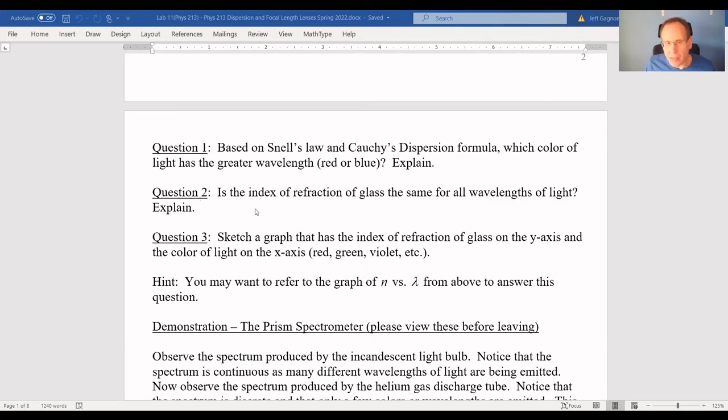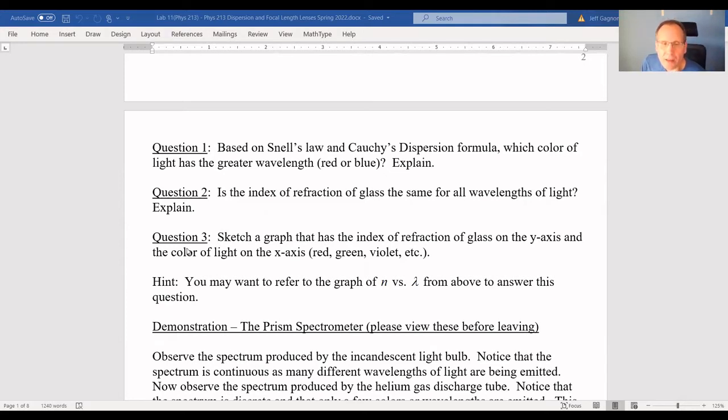Question 2, is the index of refraction of glass the same for all wavelengths of light? Explain. Well, again, we're seeing a dispersion, right? We're seeing a rainbow pattern on the other side. So what does that tell you? Is the index of refraction of glass the same for all wavelengths of light?